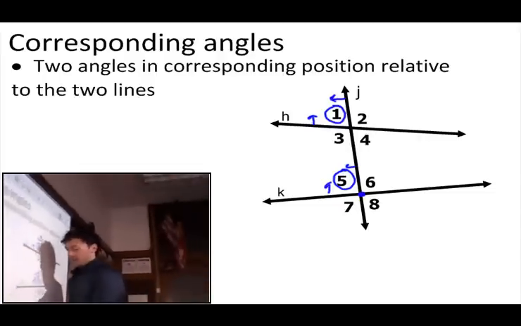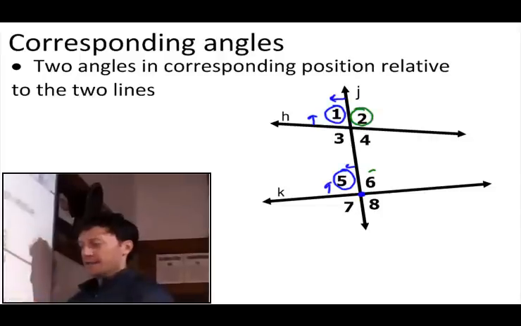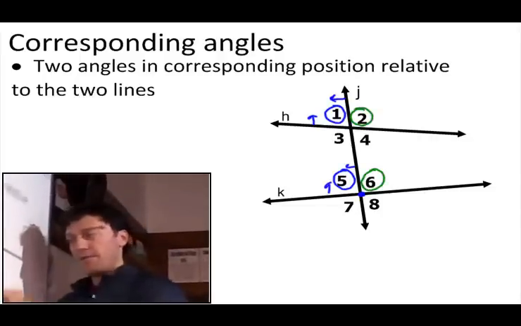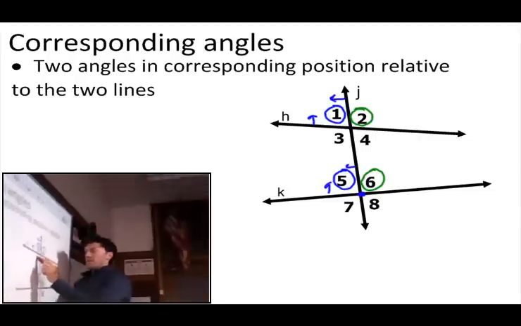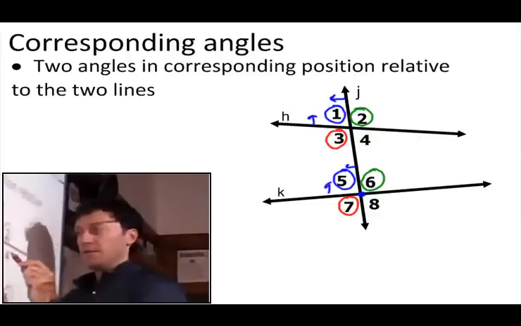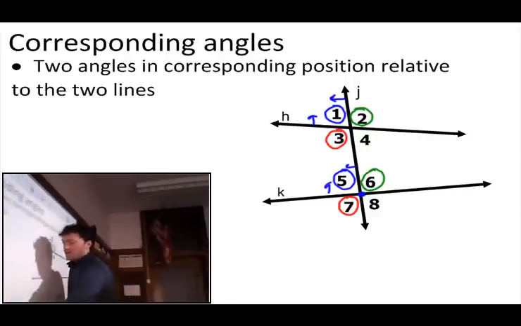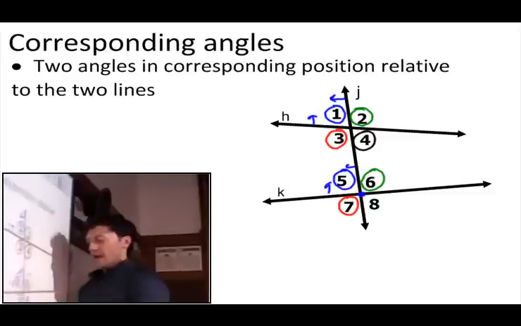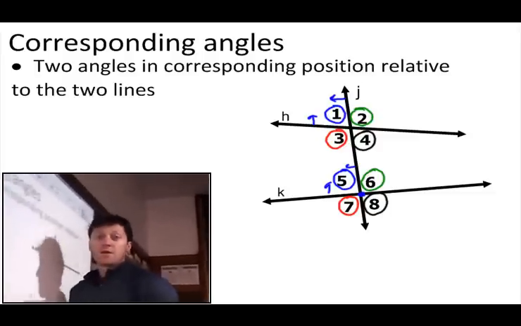Now that you see that, you can probably come up with some other ones. 2 and 6, they're both above the lines being cut and to the right of the transversal. You've got 3 and 7, those are both to the left of the transversal and below the line being cut. And finally 4 and 8.